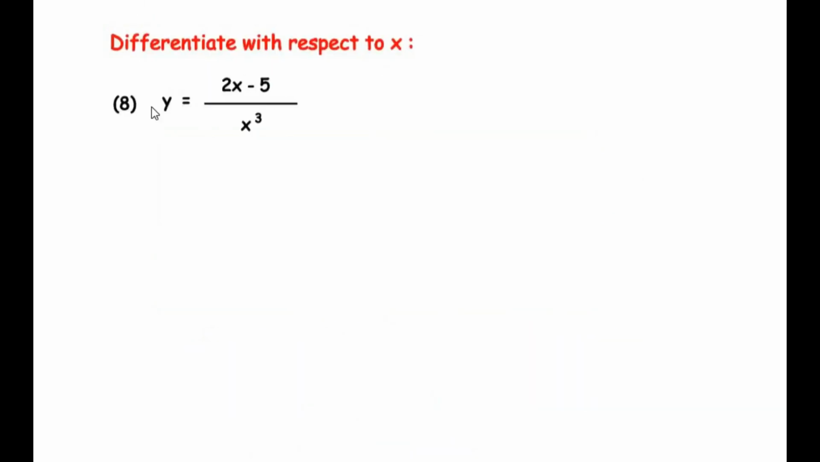Differentiate with respect to x, y is equal to (2x minus 5) over x to the power of 3. Now for this last one, we are going to split the numerators and assign each numerator with the denominator. So here we can write 2x over x cube minus 5 over x cube. So we have split the terms and you can see the denominators are same. Now once we have done this, let us take x cube on the numerator. So we have here 2 times x to the power of negative 3 minus 5 times x to the power of negative 3.